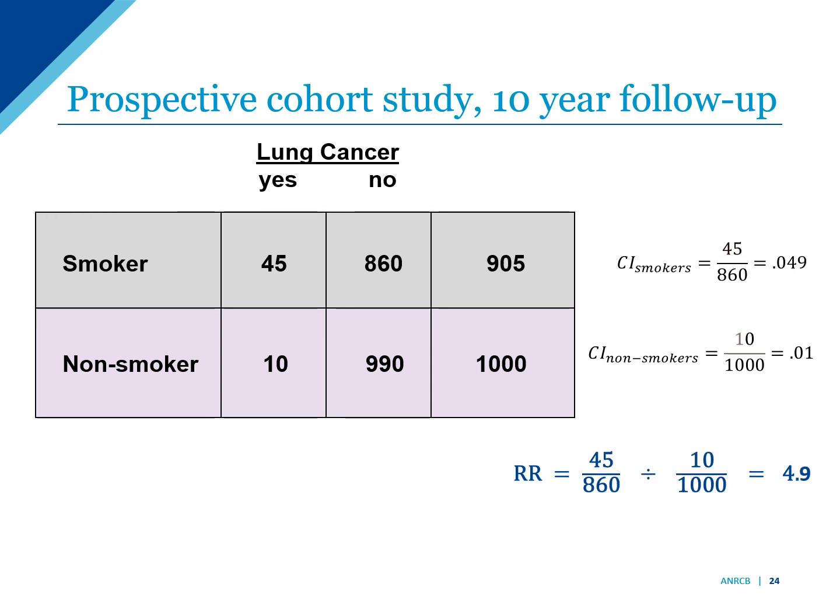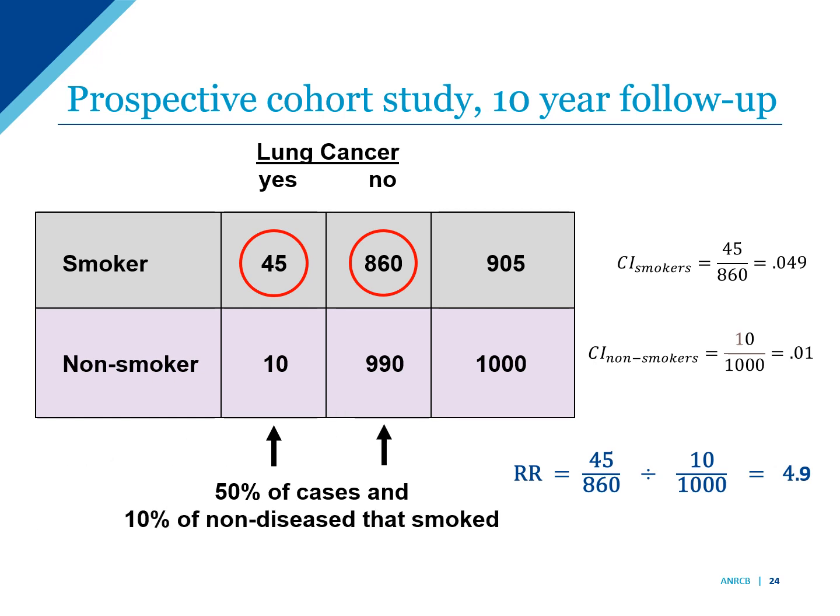Now, we might see that all smokers were dropping out of the study at a greater rate than non-smokers. Here we would see we lost 50% of cases that smoked, but also 10% of non-diseased that smoke. We would see less of a bias towards the null in our results, but would still not find the true value of relative risk of 9.